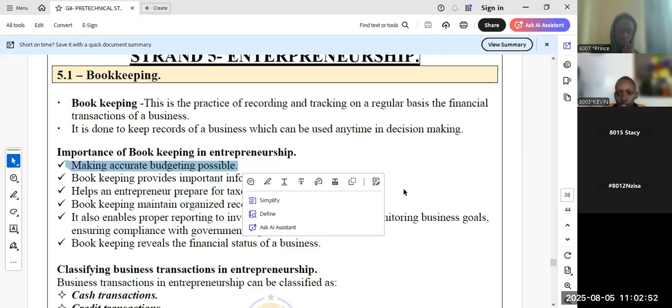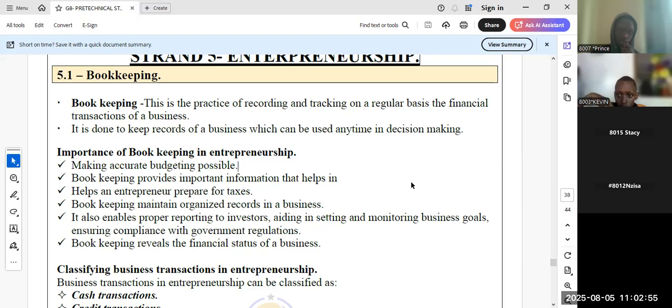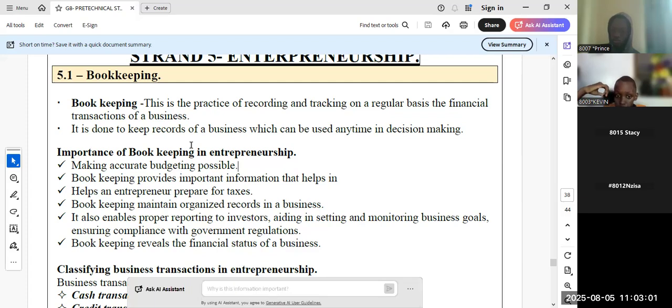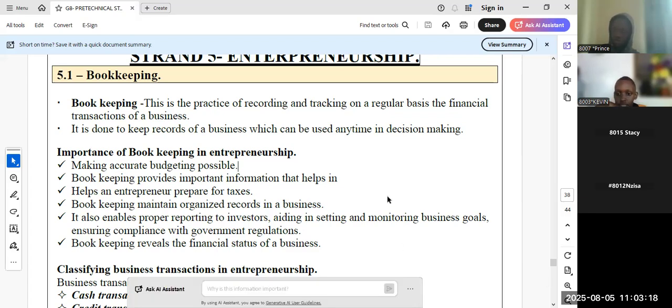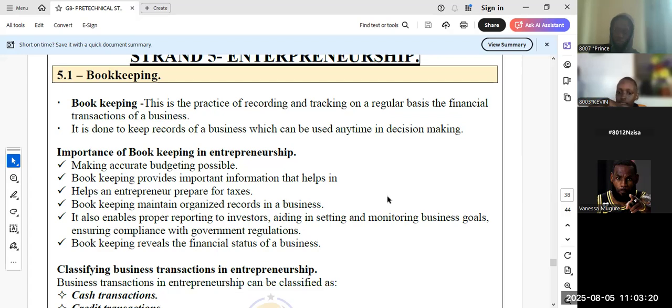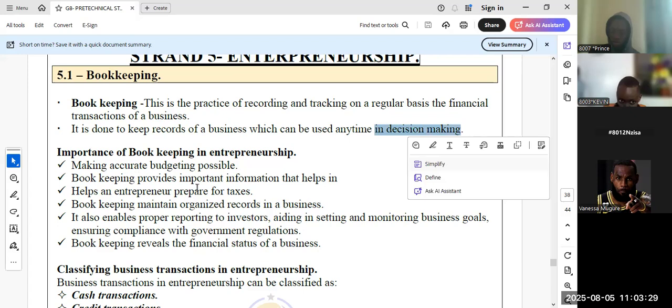Number 2. Stacy, are you there? Stacy, yes. Please give us the second importance of bookkeeping in entrepreneurship. Bookkeeping provides important information that helps in decision making. So we are saying bookkeeping provides important information that helps in decision making.